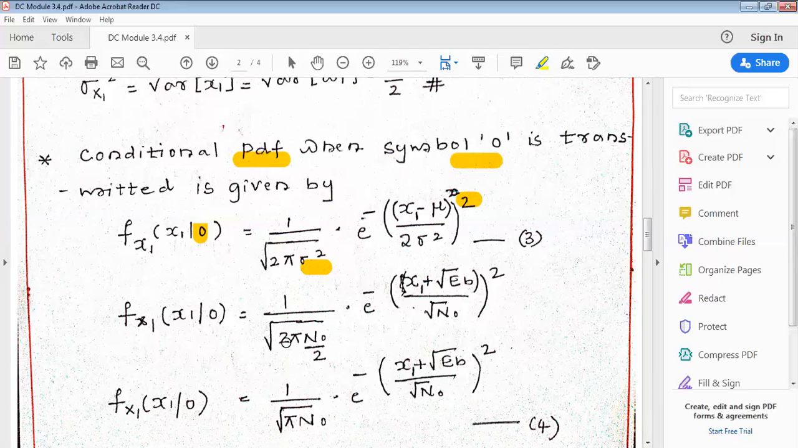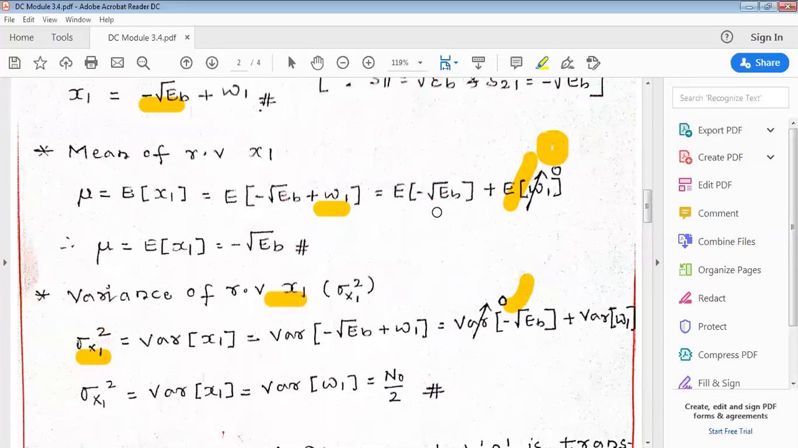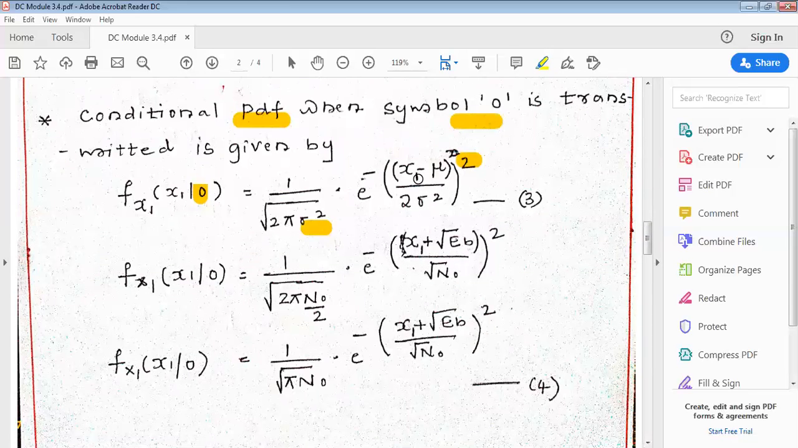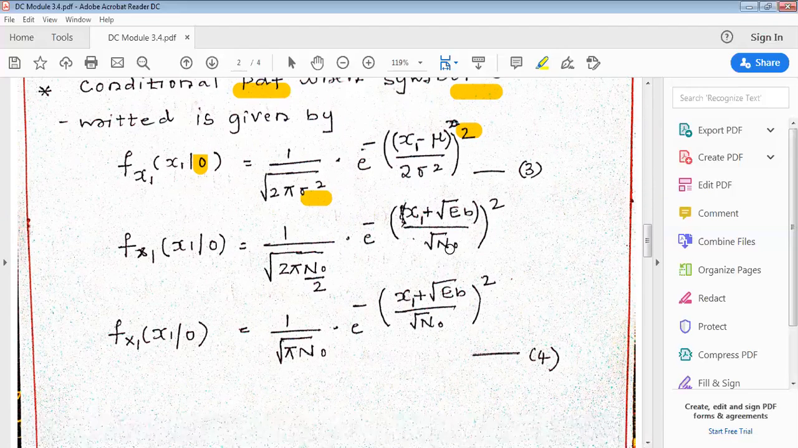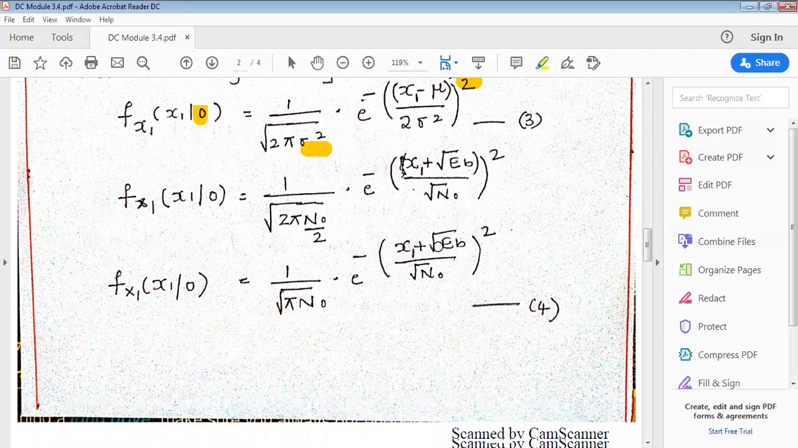So that is 1 divided by square root of 2 pi and sigma square, that is the variance N naught by 2, e raised to minus x1. Now mu is nothing but the minus square root of Eb. You can see it, so the mean is equal to minus square root of Eb. So x1 minus (minus square root of Eb) means x1 plus square root of Eb, divided by 2 into sigma square. The variance is N naught by 2, right? N naught by 2, and that 2 and this 2 get cancelled. It is simply square root of N naught.